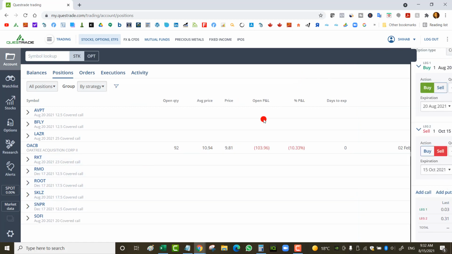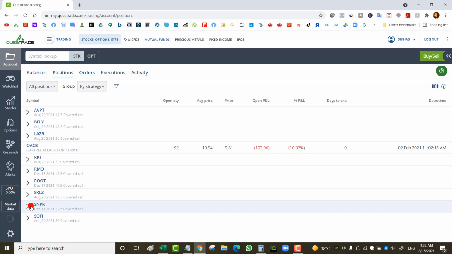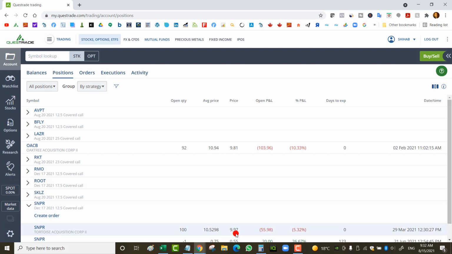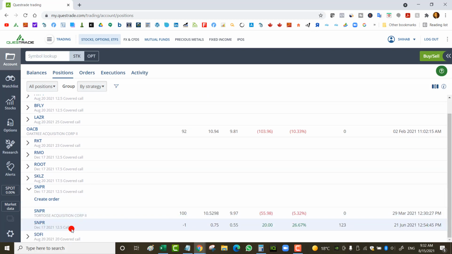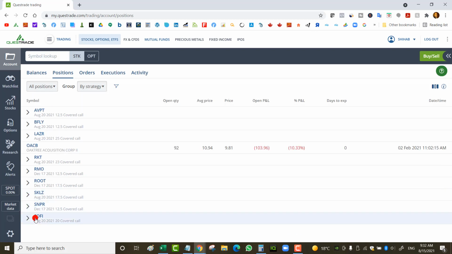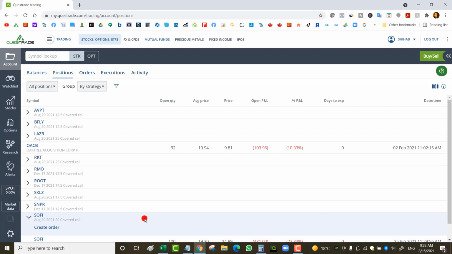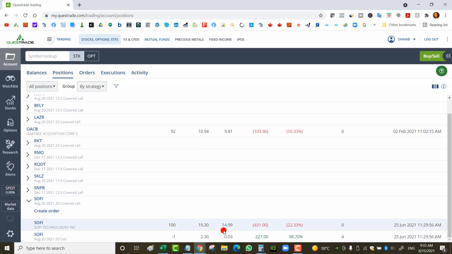Next I've got SNPR. This was a SPAC as well that turned bad. Well, it's not that far off, and I went all the way to December, so I can still wait, but I'll just have to keep rolling. And finally, Sofi. This one dropped a lot after earnings. I'm going to have to roll.